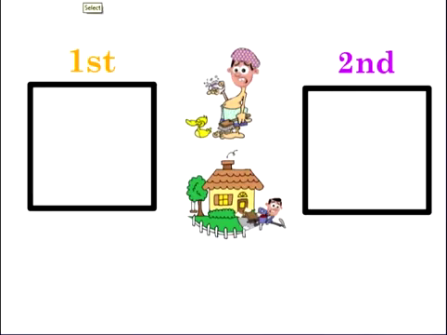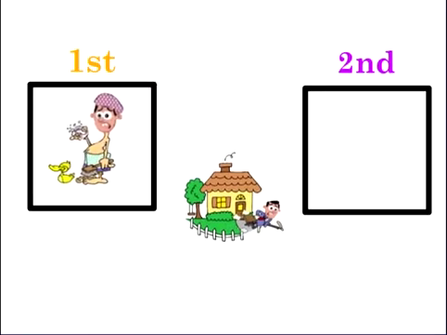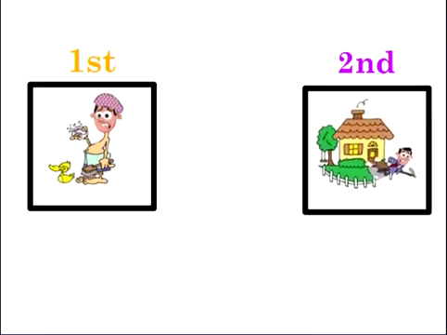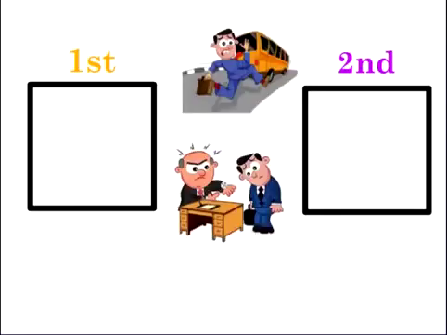Okay? Again, let's look at a different example. So, what do you think happened first? He took a shower or he left the house? Well, obviously he probably took a shower before he left his house, right? But if I use my grammar in the past perfect to describe the situation, I'm going to say something like this. He had taken a shower before he left the house. So again, my past perfect here indicates that's the first action that happened. And then the simple past indicates the second action that happens.